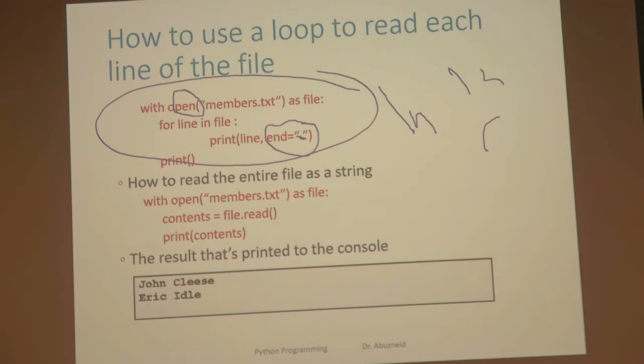All right. The other way to do it is to read the entire file using the read. As you see in here, the read will read the entire file. It will save it where? In contents. What is contents? It's a file object. And then it prints it. So the result printed to the console will be what is inside the file.